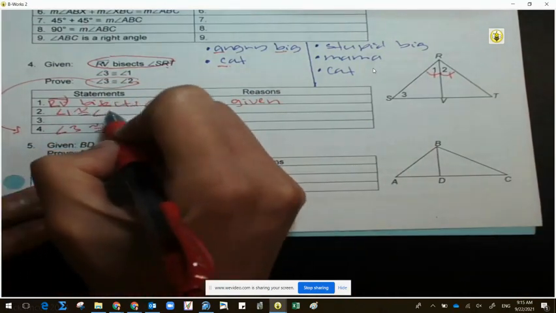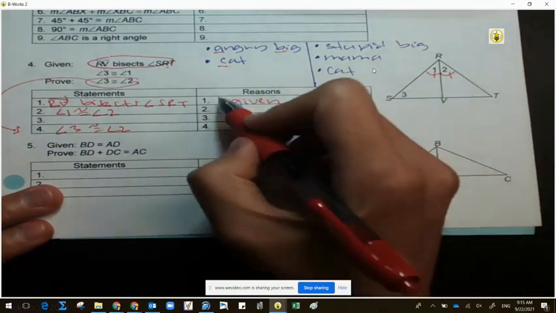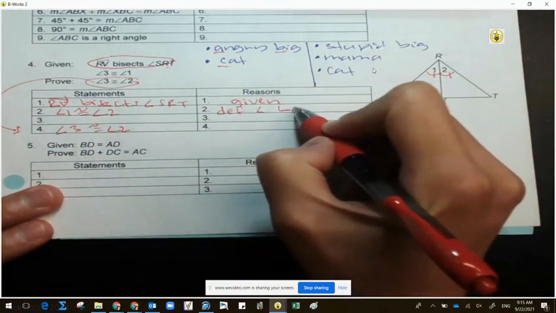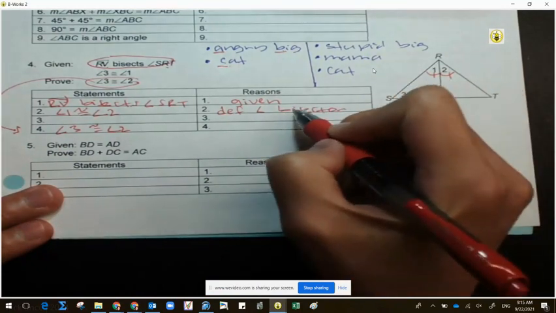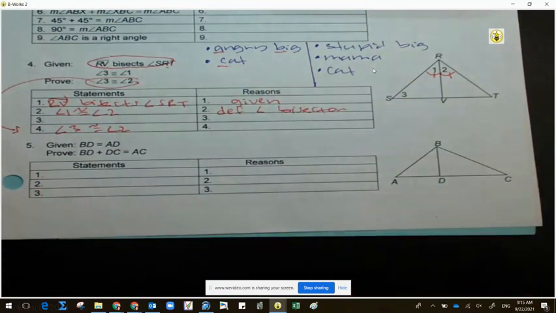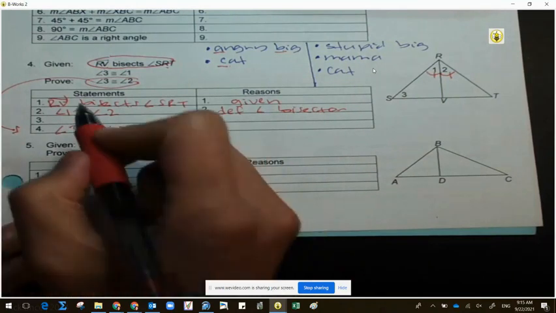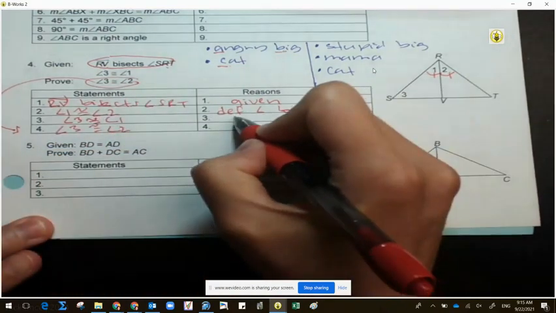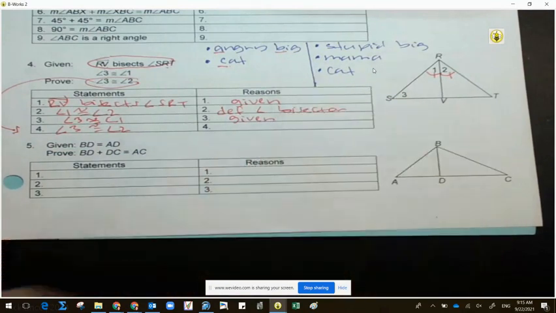Angle 1 is congruent to angle 2. And the reasoning comes from the previous statement, which is definition of angle bisector. You can't just say definition of bisector because we have segment bisector and angle bisector. And we only have one statement left over, which is our second given, yes? Let's plug it in. Angle 3 is congruent to angle 1. That is by the given.